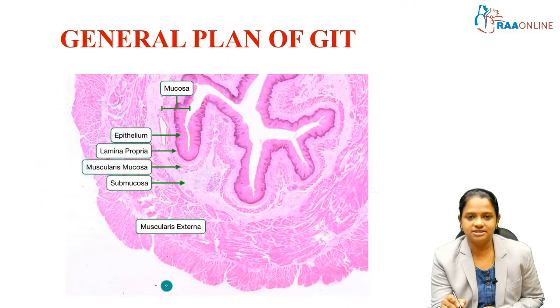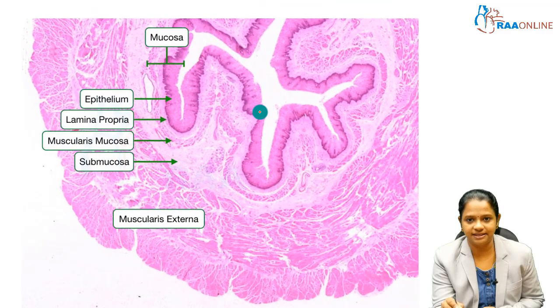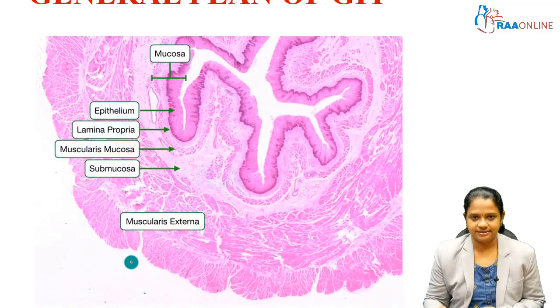This is the H&E stained slide of the GIT showing the 4 layers. This is the lumen of the GIT and these are the layers of the mucosa. This is the epithelium, this is the lamina propria and this one is the muscularis mucosa. Underneath that is the submucosa and this is the smooth muscle layer. So this is the muscularis externa. The outermost layer is the serosa or the adventitia, which is not seen in this slide.